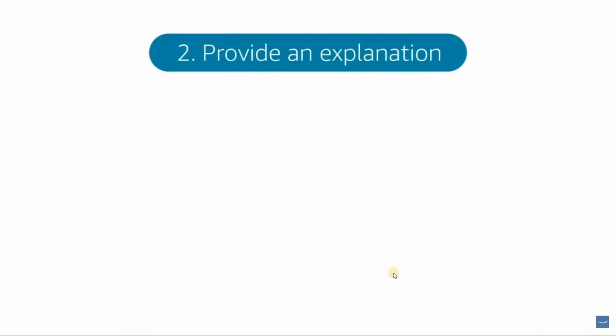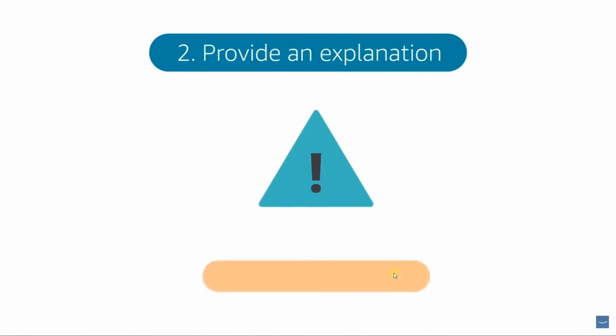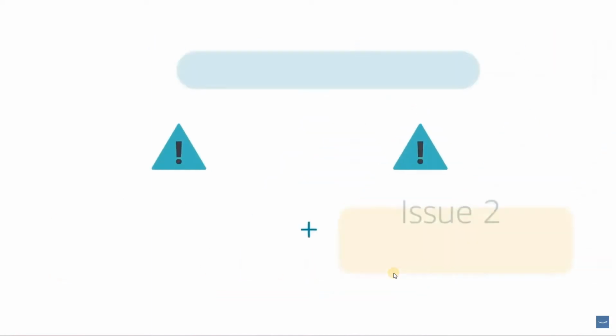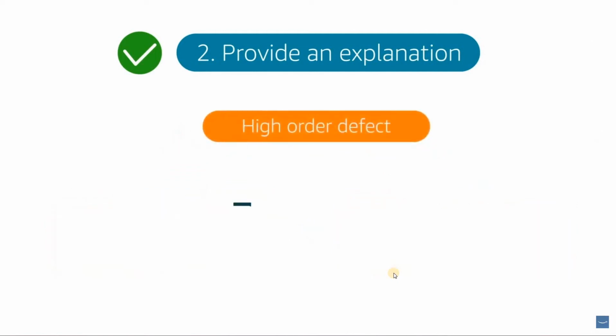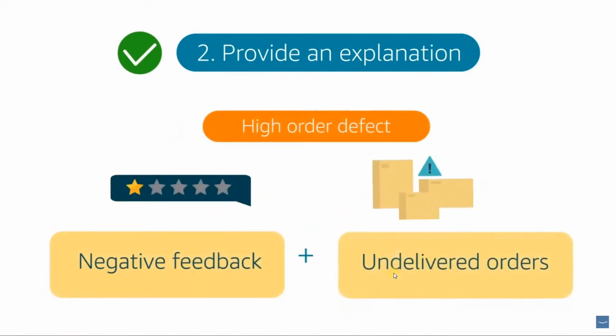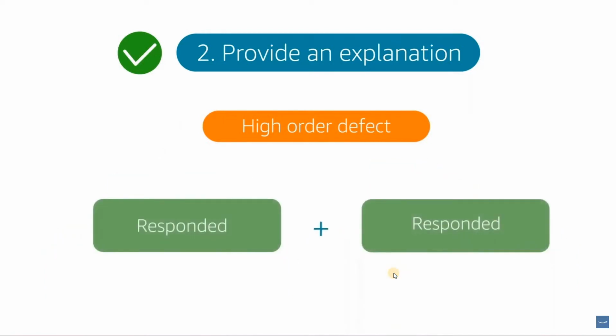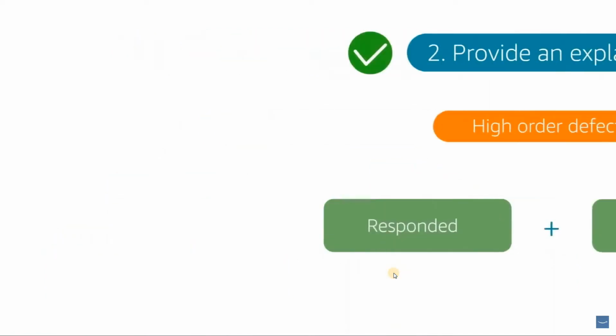2. Provide an explanation for all issues. Some deactivations can be the result of a combination of issues. For example, a high order defect rate can arise from negative feedback and undelivered orders. You must provide a response for each root cause in your plan of action.